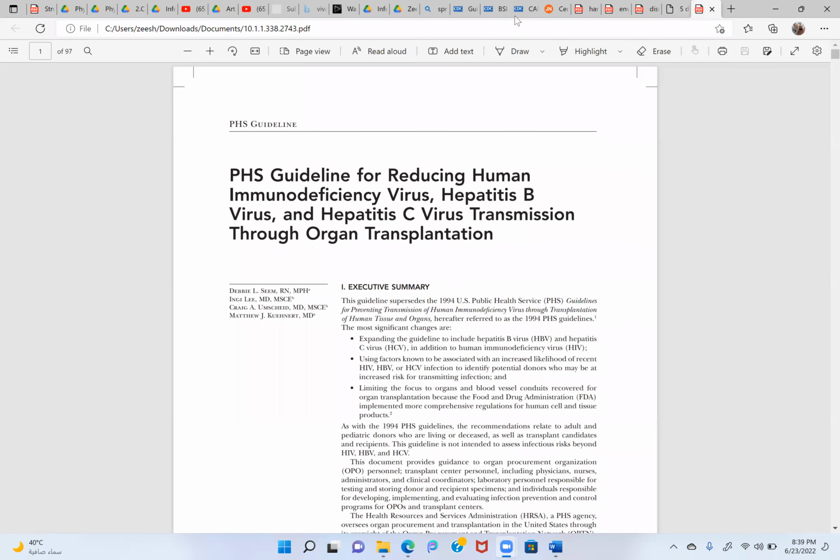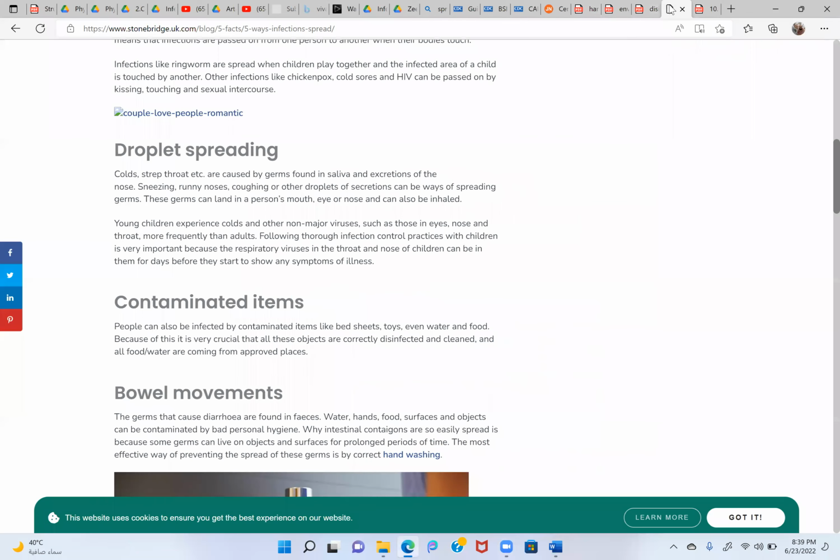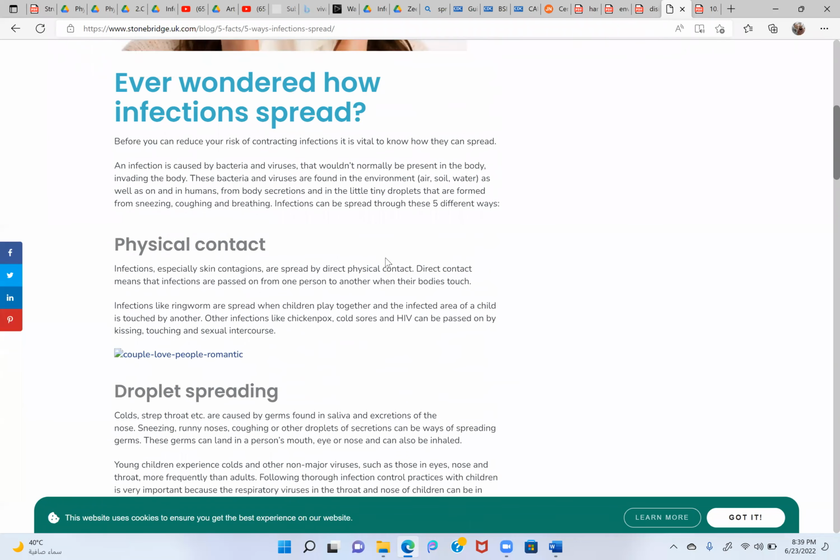Just a second. Actually, I opened one of the pages and I closed it, where has it gone? Yes, it was with contact also. Droplet and contact also. Yes.